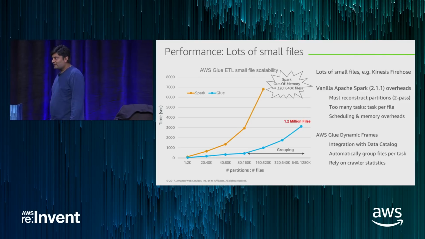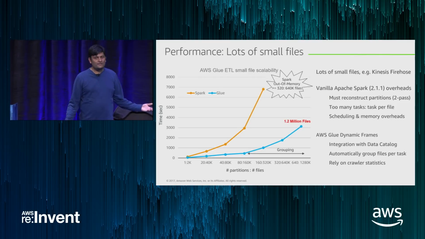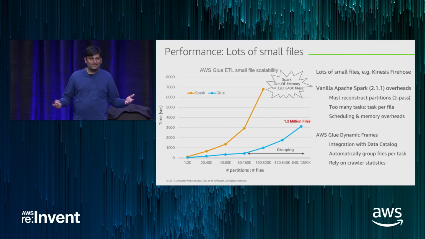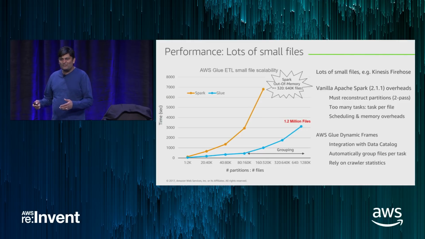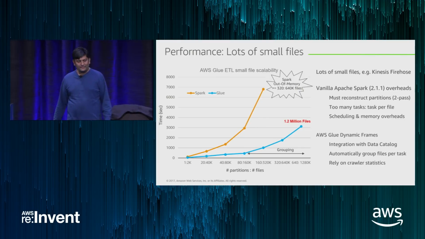Another thing that we do is we have some optimizations for dealing with streaming data. So imagine you have data coming in from Kinesis Firehose. This data comes in sort of sporadically. That's what streaming data is like. And so you'll end up with a lot of small files that are empty or just a few records in there, and then you'll have files with lots of records in there.